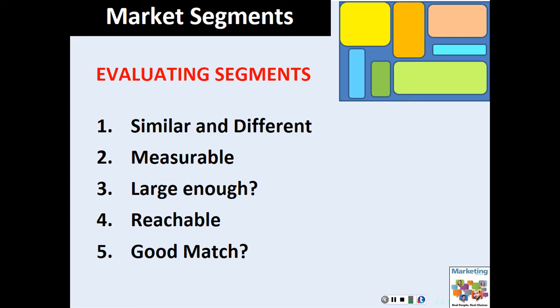Likewise, eat your salad first or eat your salad last at lunch. Even if that segment was large enough, and even if I could measure them, I cannot reach these people separately. And then finally, good match. Now, let's take the salad first, salad last. Does it even make sense in terms of my product? I mean, would my product be different? Between my product and the segment, is there a good match?